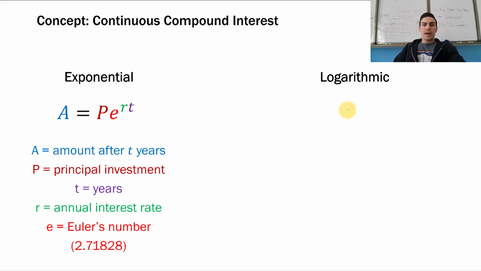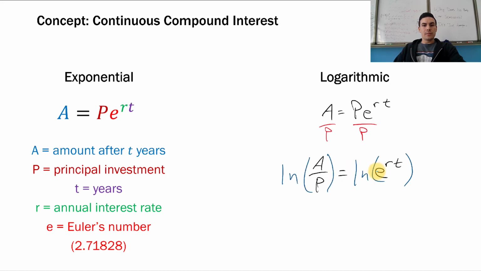We also have a logarithmic representation of this continuous compound interest, and we get it from this exponential form as well. All we do is divide by P, and this is what we're left with, and we can take the natural log of both sides. The natural log here is basically log base e of e to the rt, so this is going to simplify to just rt.